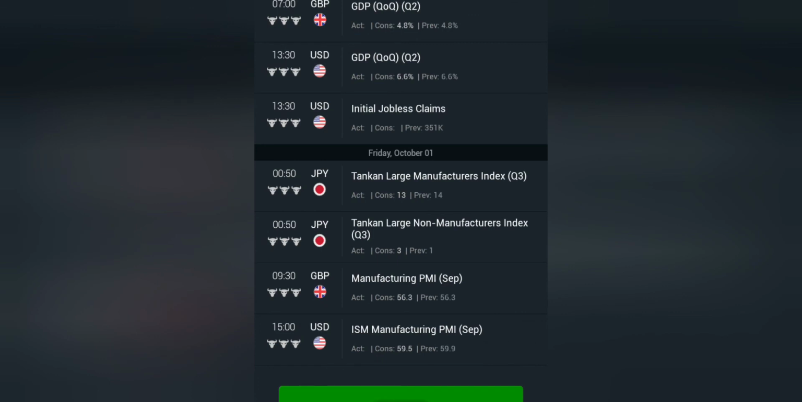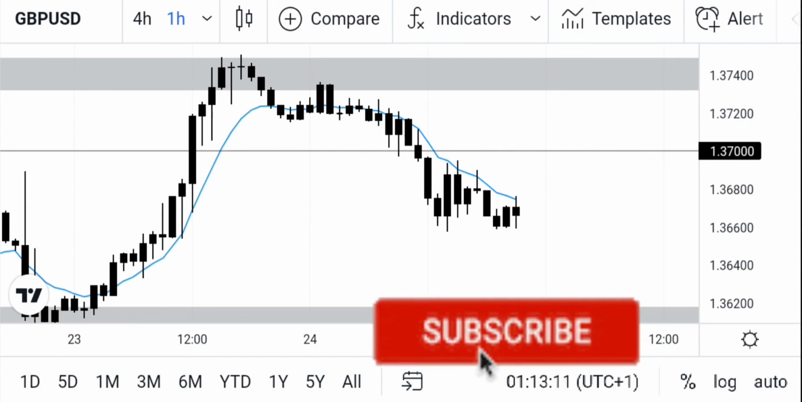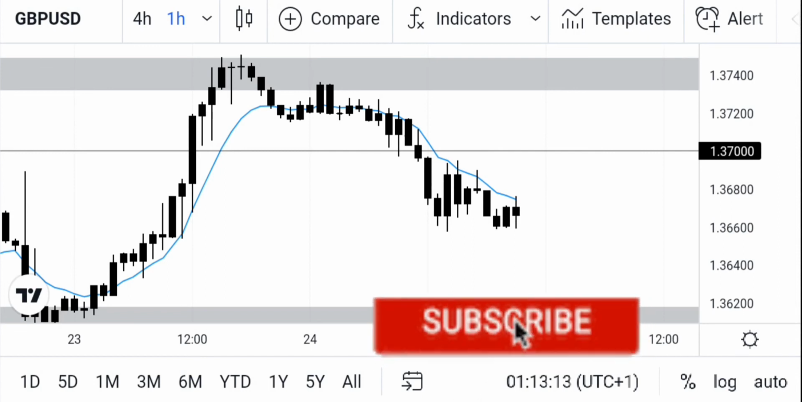So these are the news coming up that might affect pound dollar. Trade with this news in mind. We should also have good risk to reward when trading.